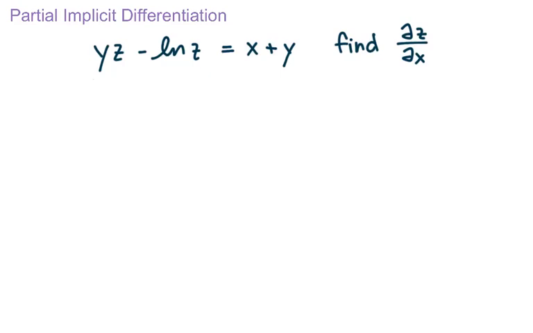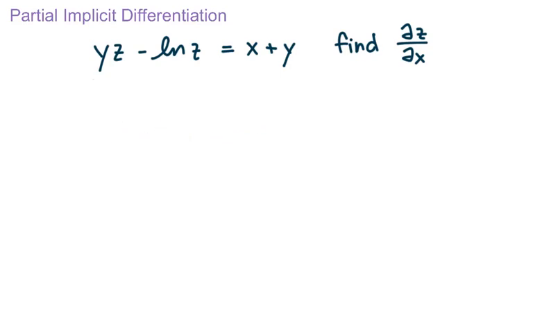Welcome back. In this video, we're going to talk about a couple different topics, but we're going to start with partial differentiation, but implicitly. So recall that difference. We could say y equals 3x squared plus 2x minus 1. So this function, y, is written explicitly in terms of x.